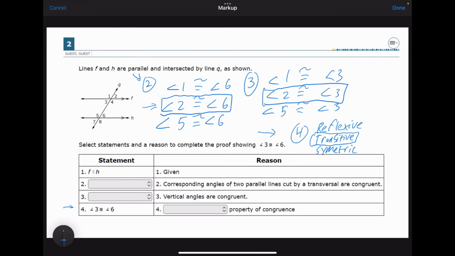So we can immediately choose the transitive drop-down here because I have the following statement, which is if 3 is congruent to 2, which is congruent to 6, then by the transitive property, 3 is directly congruent to 6. This is the same thing as saying if A equals B and B equals C, A equals C. It's the exact same thing except for with congruency and angle measures. So that's question number 2.